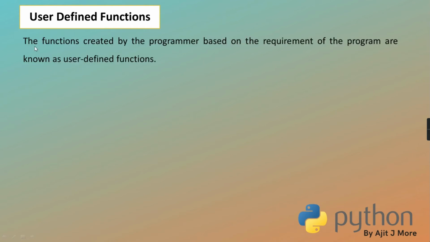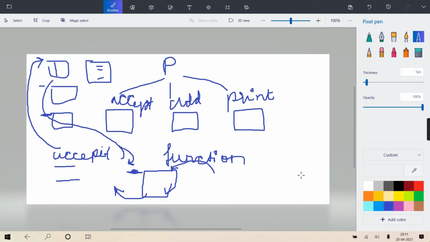Right? The functions created by the programmer based on the requirement of the program, those which the programmer defines according to his problem statement, and how he has divided that problem into sub problems, and for every sub problem he'll write a separate algorithm. So the functions which the programmer defines are called user defined. Now we have to see how to define it, and then we will see how to call it. These are the two parts of your function.